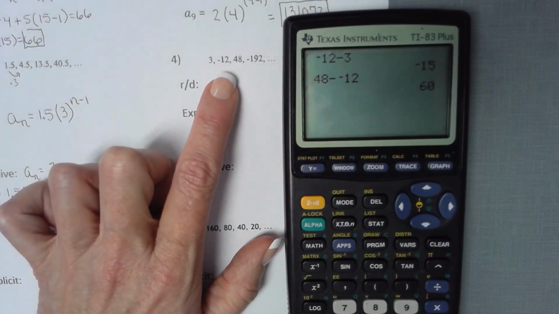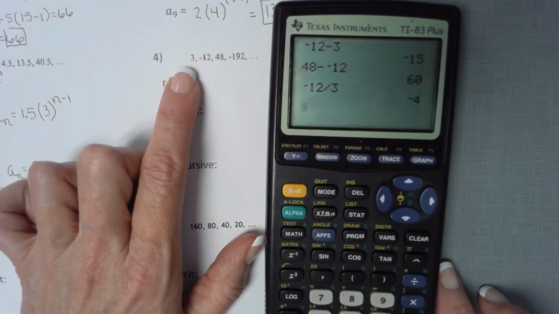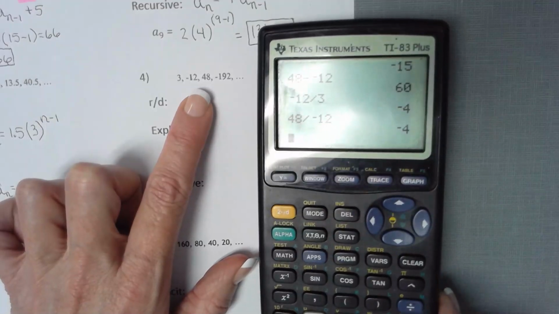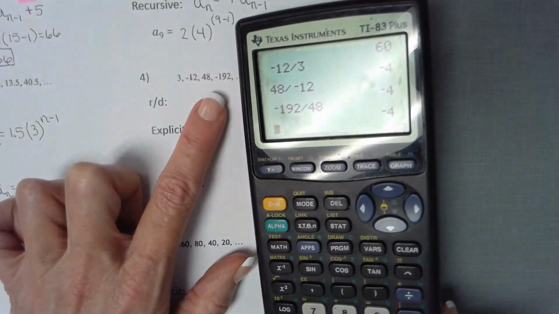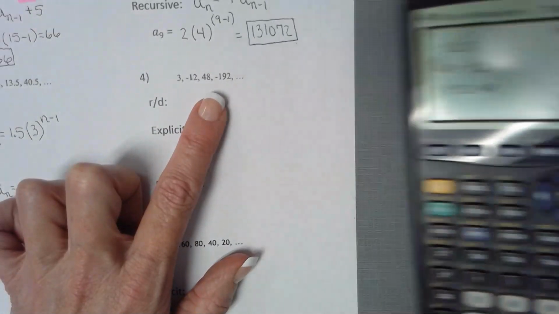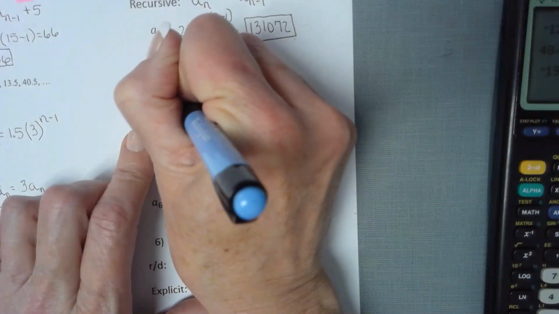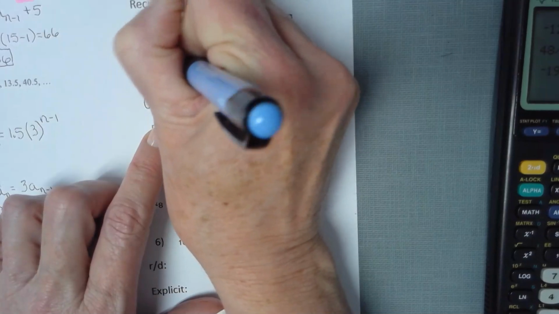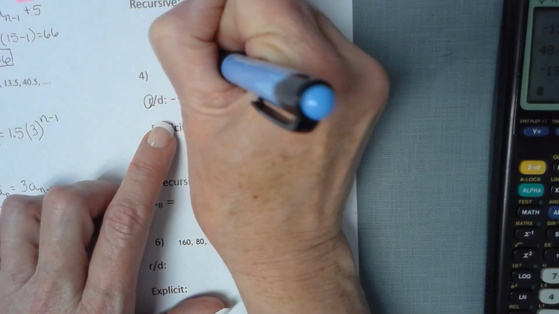I'm going to check geometric. How do I check it? Second term divided by the first term. Third term divided by the second term. I am now getting the same pattern. I'm going to check it one more time. Fourth term divided by the third term. Yes, it is a common ratio. The common ratio is -4 because the pattern is multiplying by -4. I am multiplying by -4.